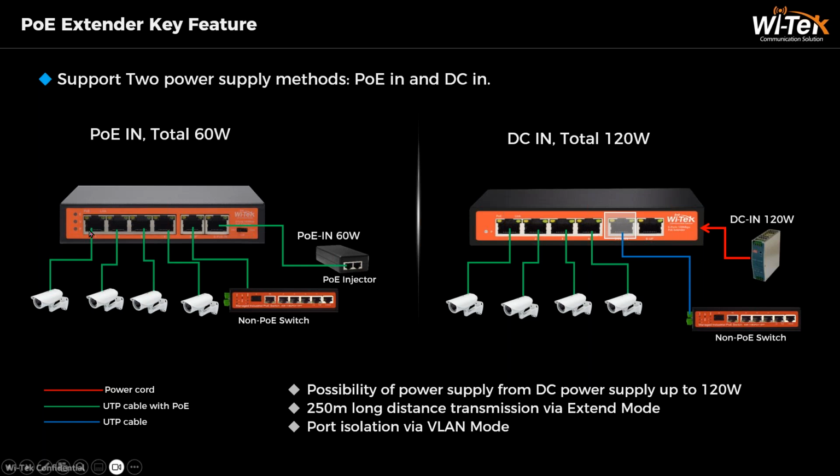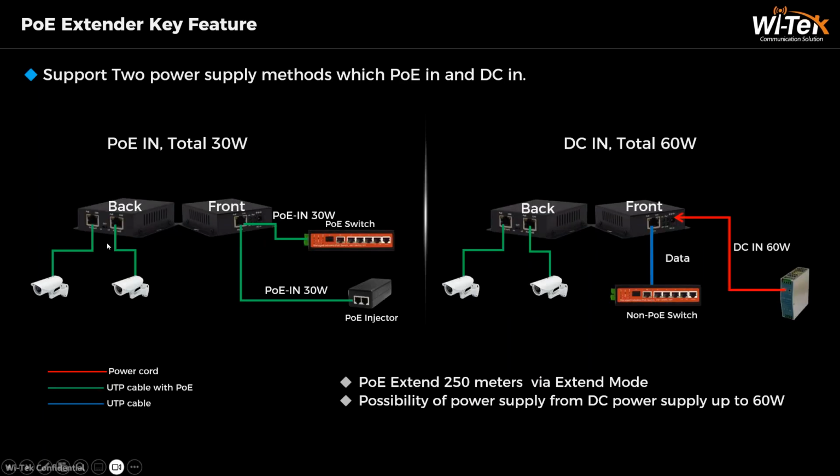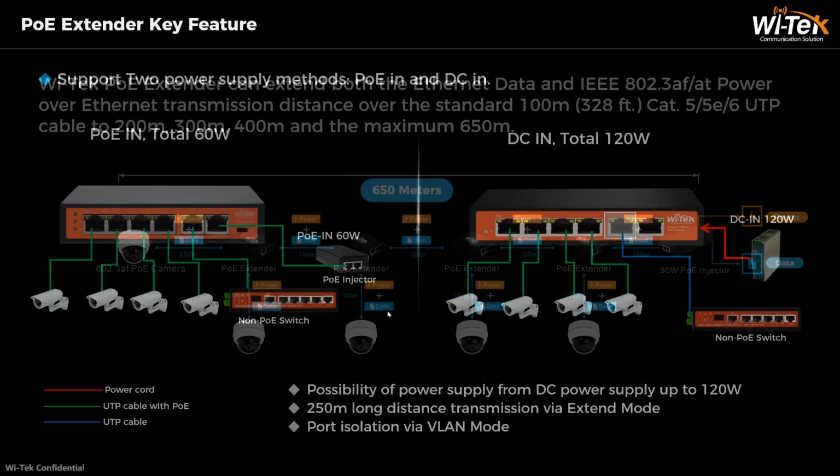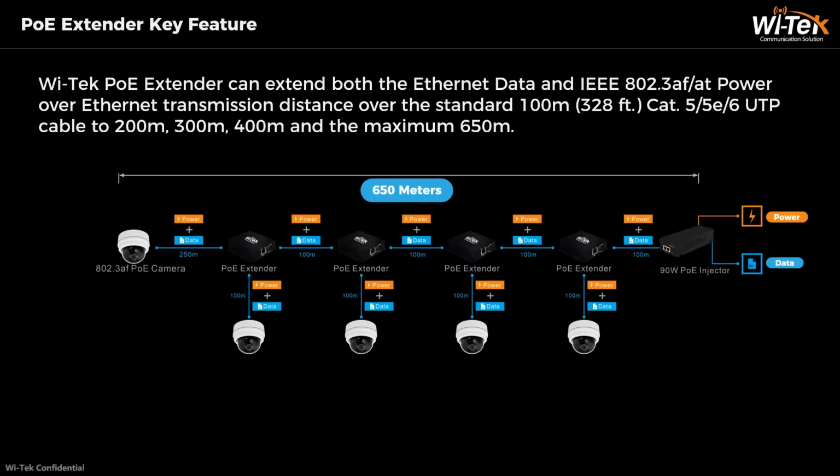And this mode supports connecting 4 IP cameras. Also, this mode supports the WLAN mode, isolation of each port. But this one does not support the WLAN mode. Okay, it's only this difference between these two modes. Let's move on. And for our PoE extender, the maximum transmission distance will be up to 650 meters.